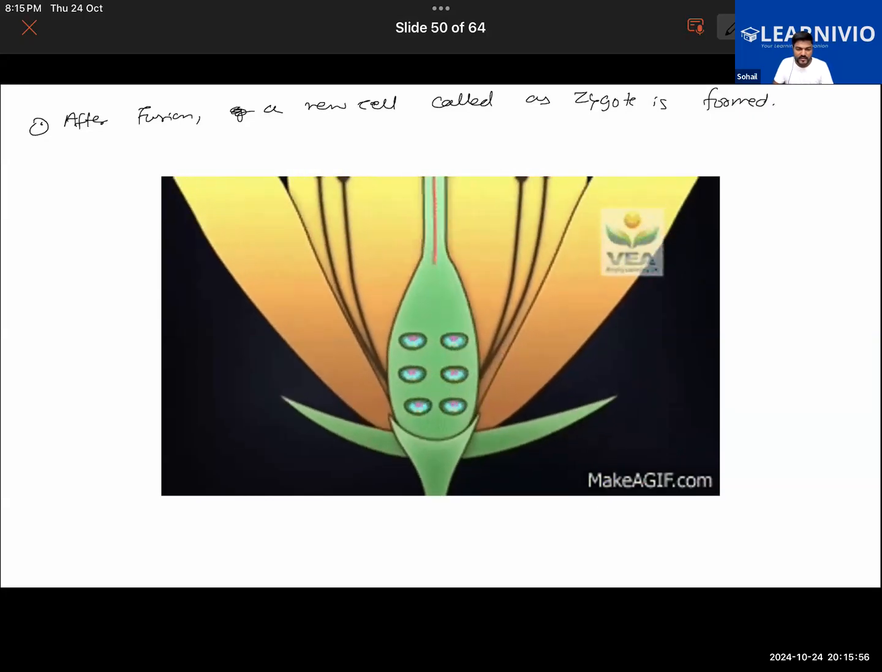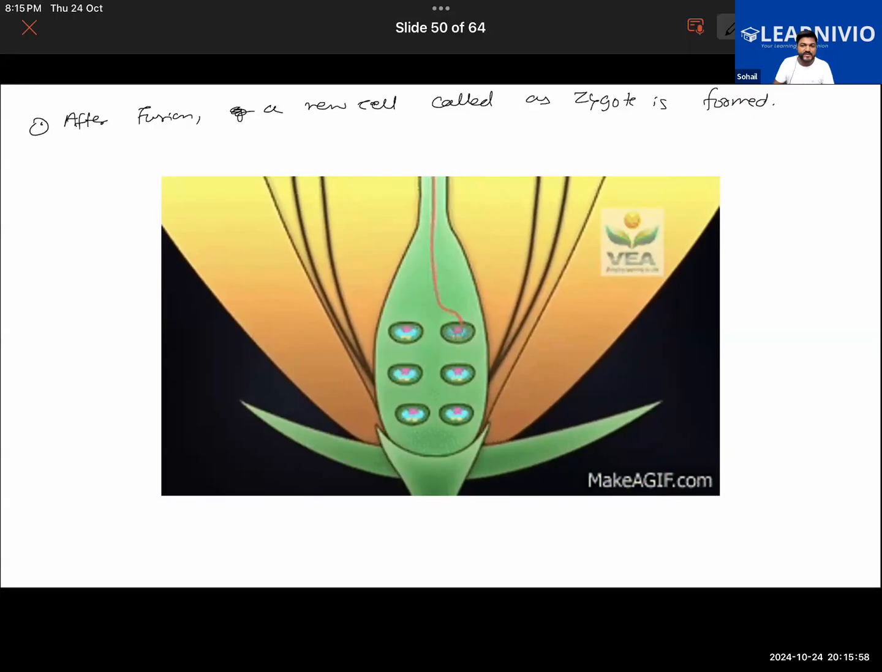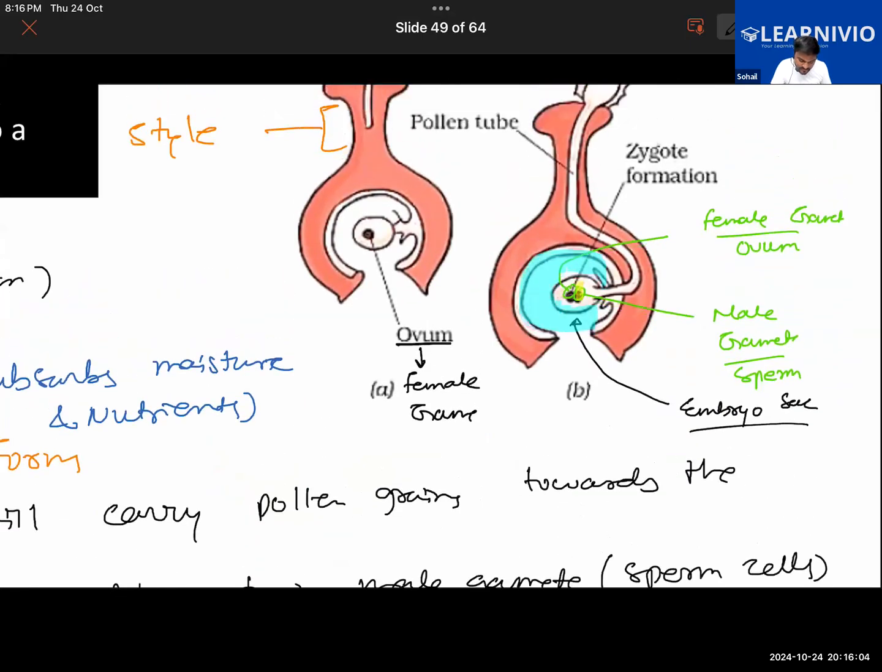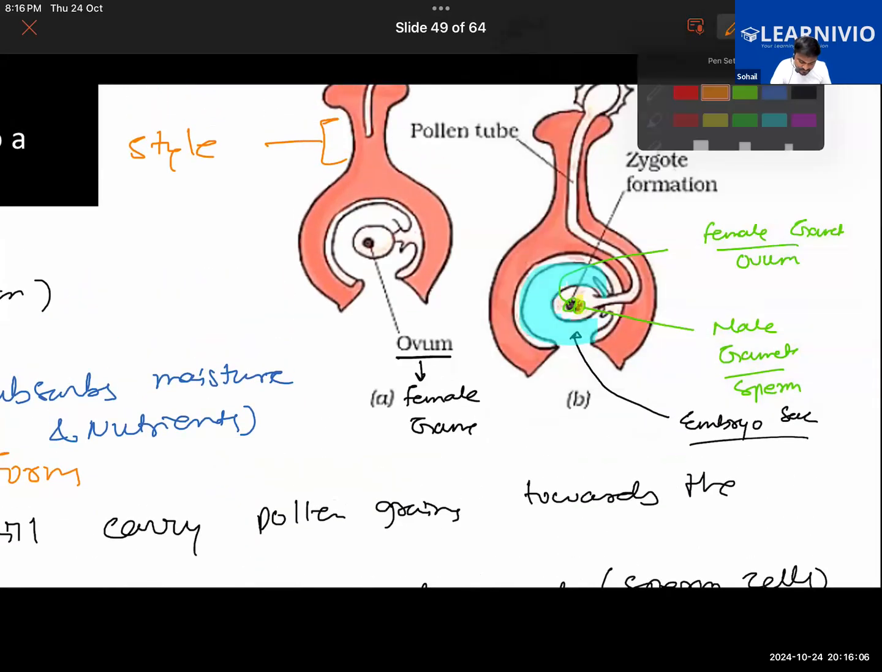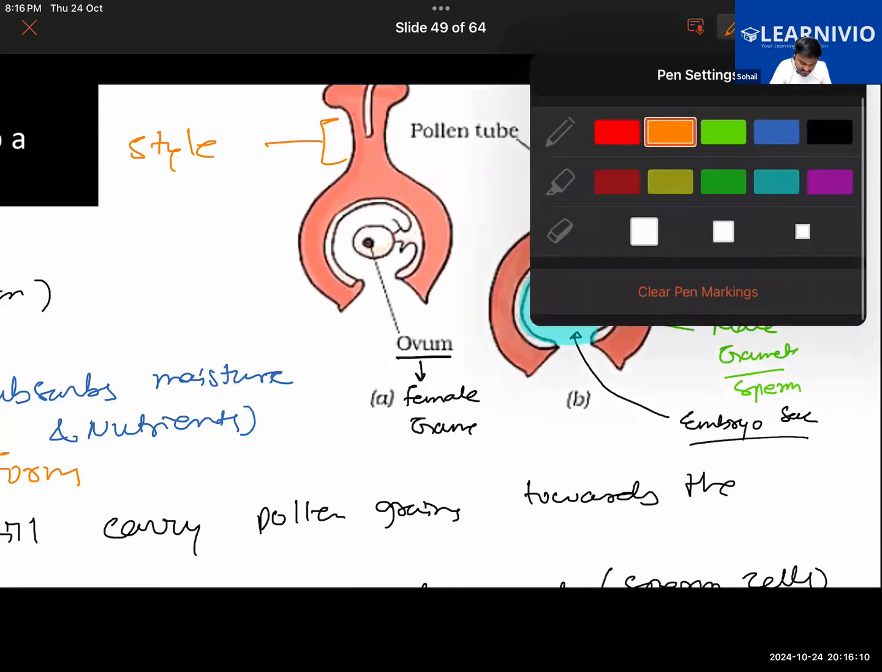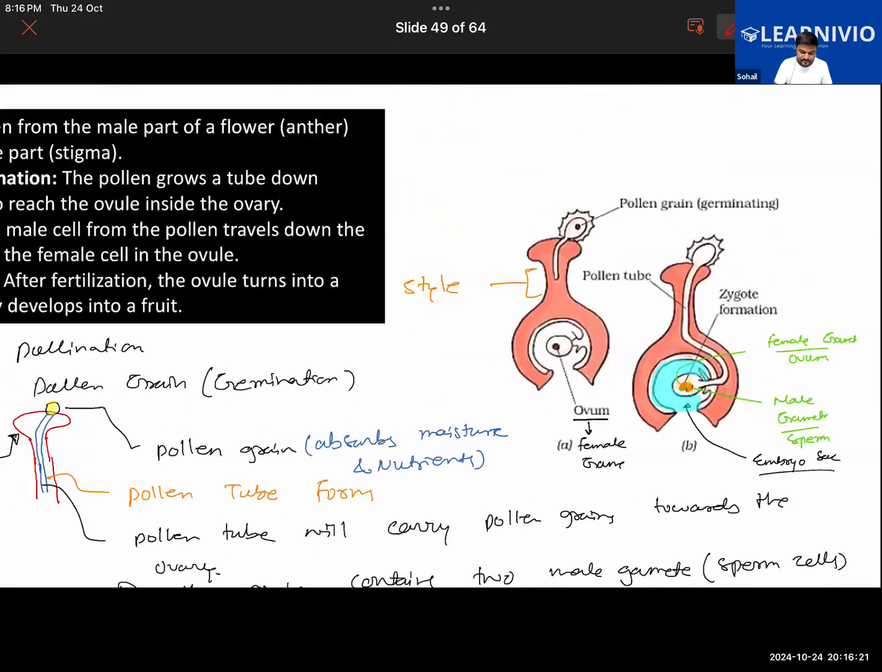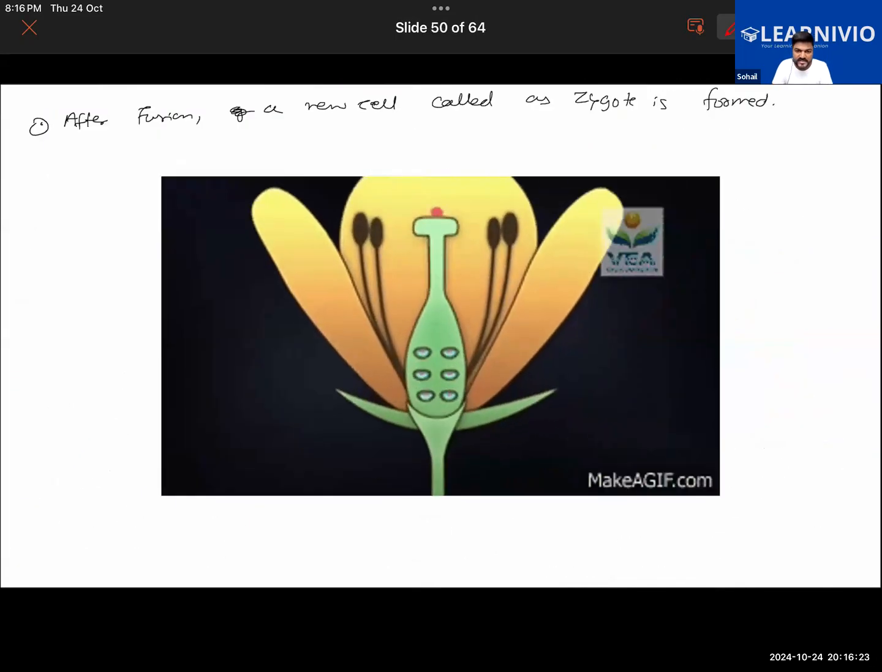Okay, now what is a zygote? A zygote is the cell formed after fusion of the sperm and the ovum. As we can see here, we have the sperm and the ovum. This is the ovum, and the other one is the sperm. Both of them are fusing together. And due to the fusion of these two cells, a new cell called a zygote will be formed. Getting it now? Also, take a look at this animation.